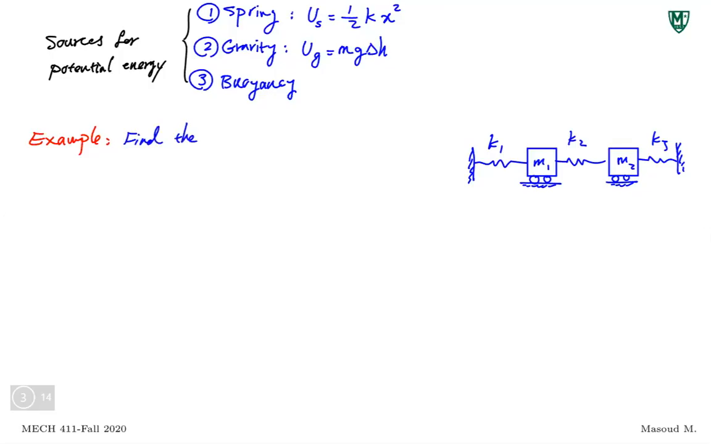We can write: find the equations of motion using the Lagrange method, Lagrange approach, whatever you want to go with. All right, so starting with identifying the sources of energy in our system. Let's just start with kinetic energy, T.